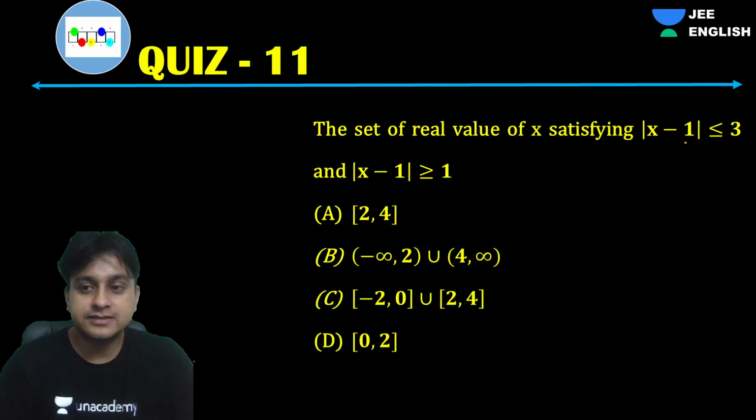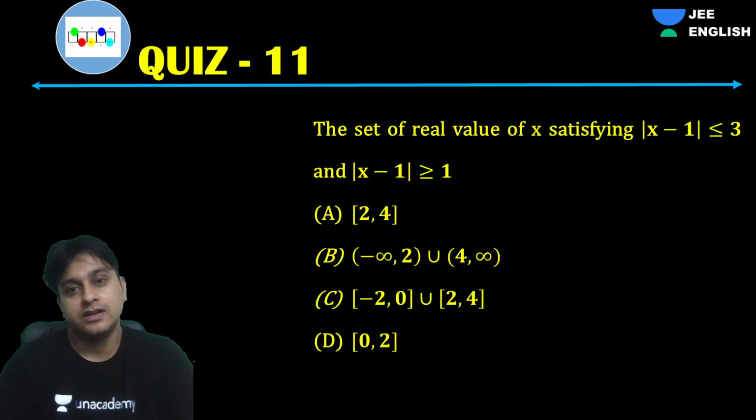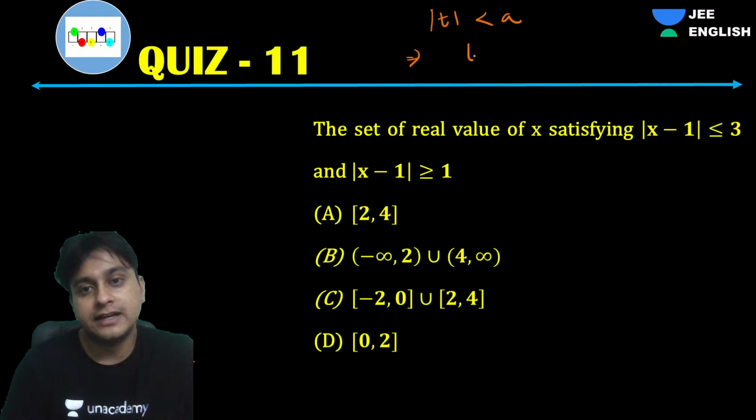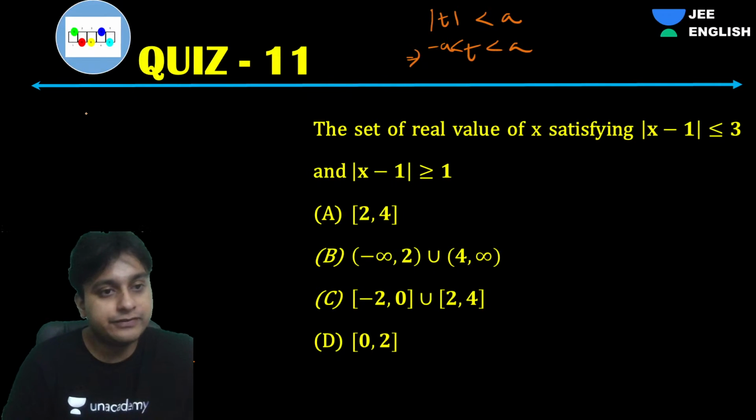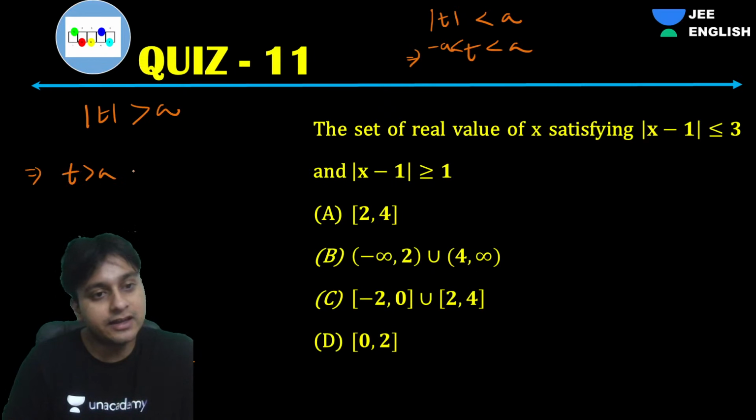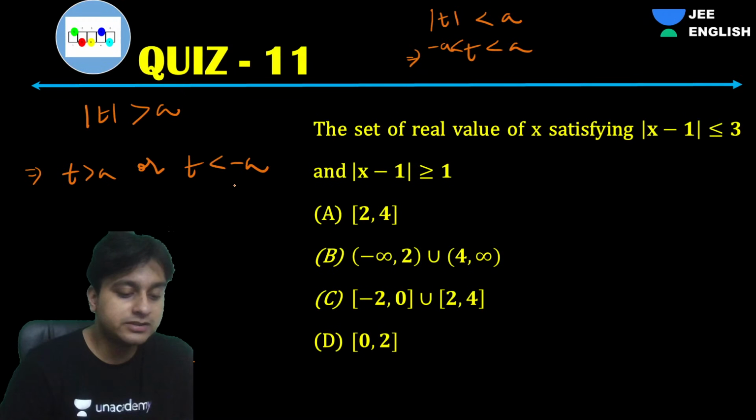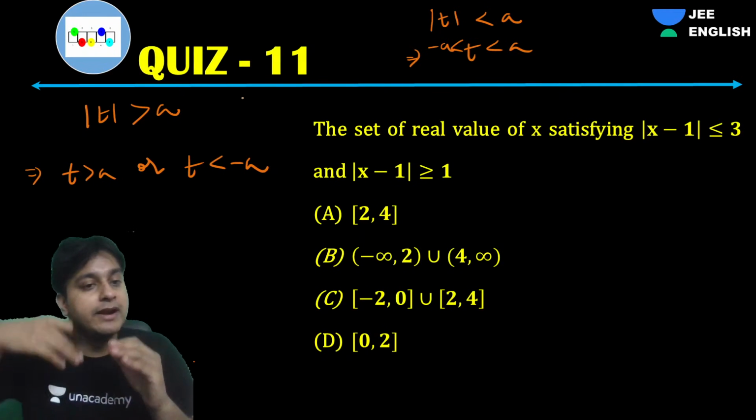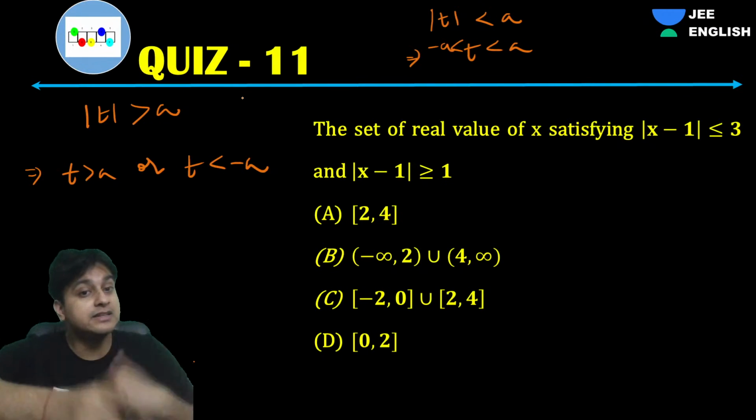So, guys, mod x - 1 is less than or equal to 3. All of you must be knowing that. Let's suppose somebody says mod of t is less than a, then we say that t is between a and -a. And if somebody says mod of t is more than a, then we say that either t is greater than a or t is less than -a. That's what the condition is. Whenever we say mod of any number is more than a particular number, the number might be more than that number, or it might be less than its negative.